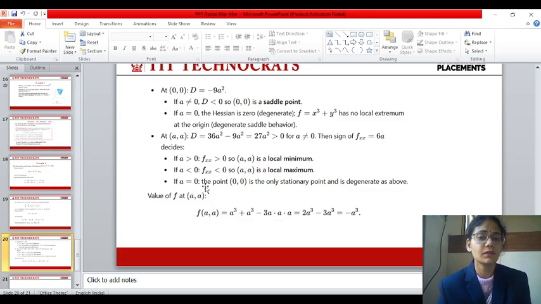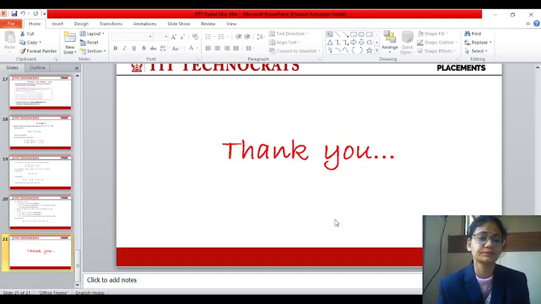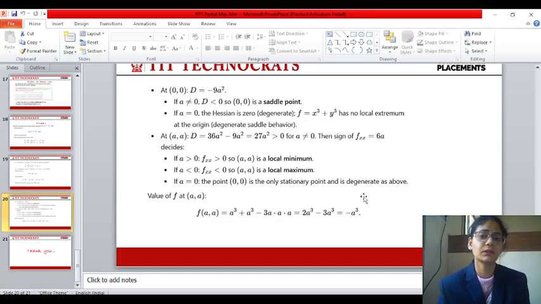So if a is equal to 0, the point (0, 0) is the only stationary point and it is degenerate. You can put the value in the given function f(x, y) at the point (a, a). The given f(x, y) is equal to x cube plus y cube minus 3axy. At the place of x put a, at the place of y put a and calculate. This is 2a cube minus 3a cube, so this is equal to minus a cube. So this is the minimum value. This is the way we use local minimum and maximum to find the maximum and minimum value of any particular function. Thank you, students.